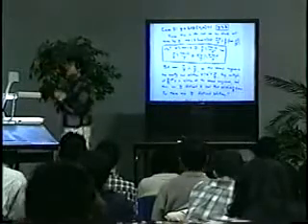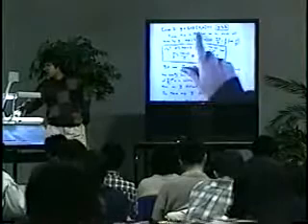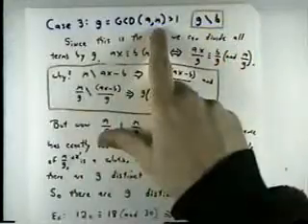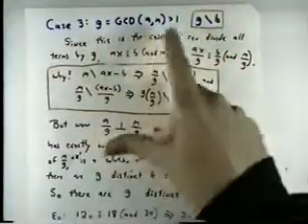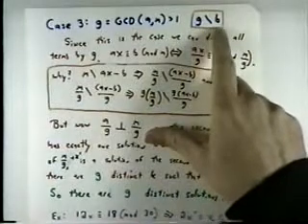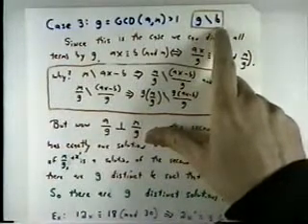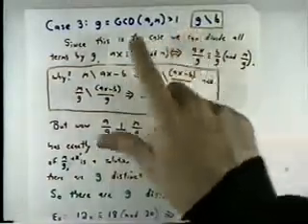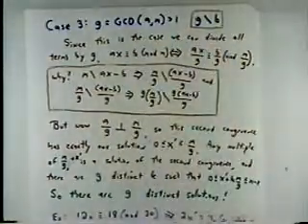Now, let's say we have the third case, which is that we do have a greatest common divisor of a and m that's not 1. But in fact, g divides b, excuse me. That is, the greatest common divisor also divides the thing that's out there.